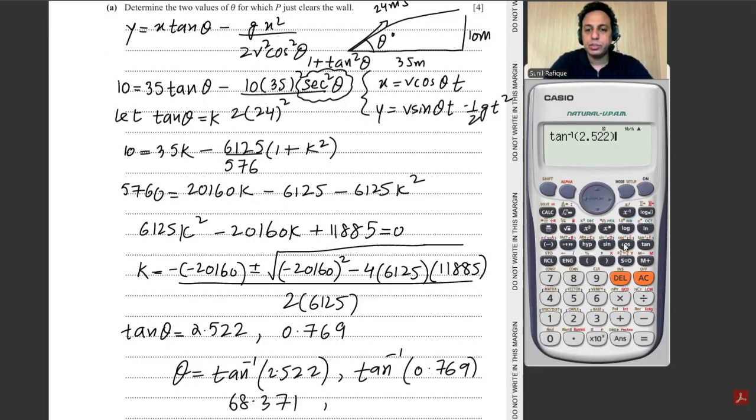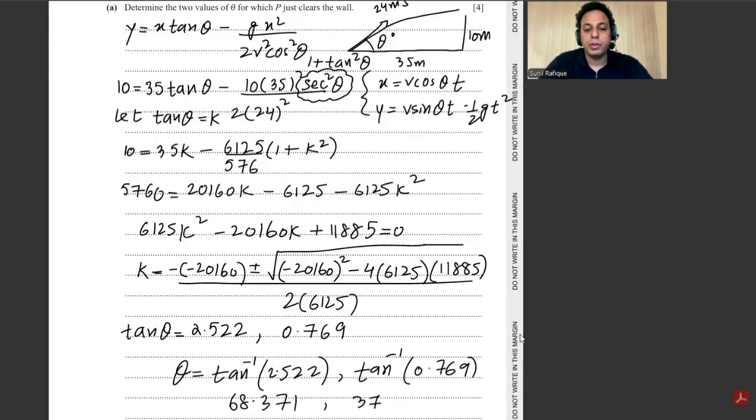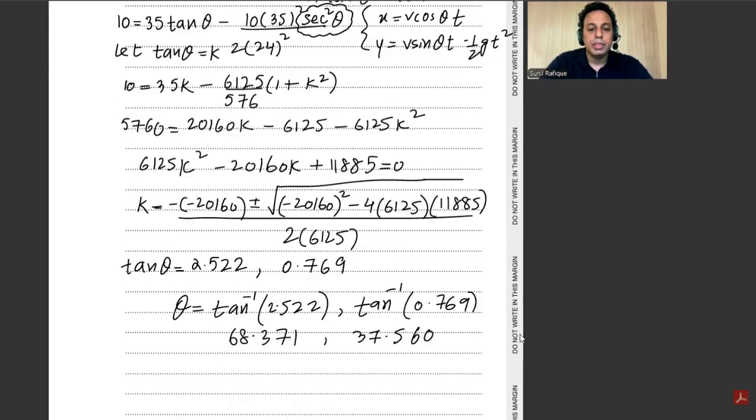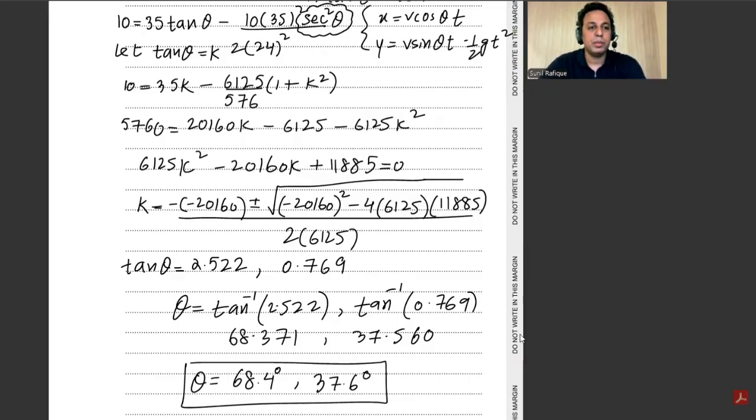Next, I can just go back and delete this and put 0.769. That gives 37.560. So I can give my final answers correct to one decimal place. Since these are angles in degrees, 37.6 degrees. Okay, so that's the first part.